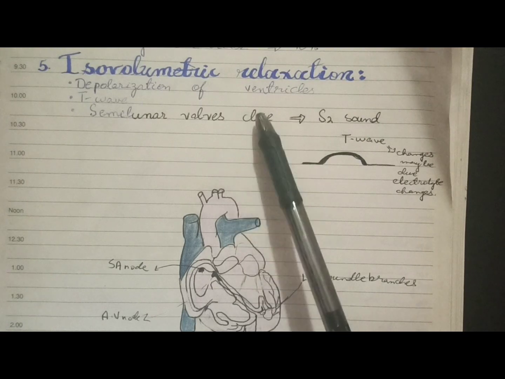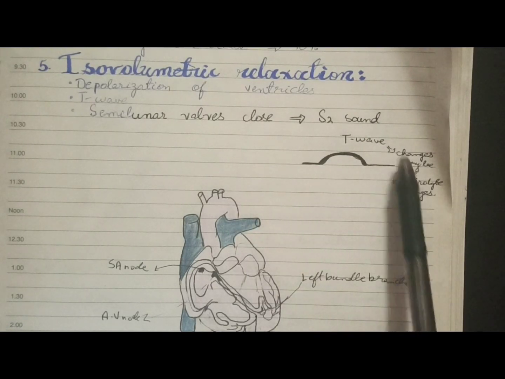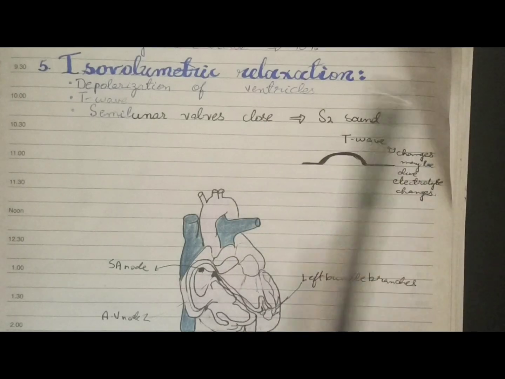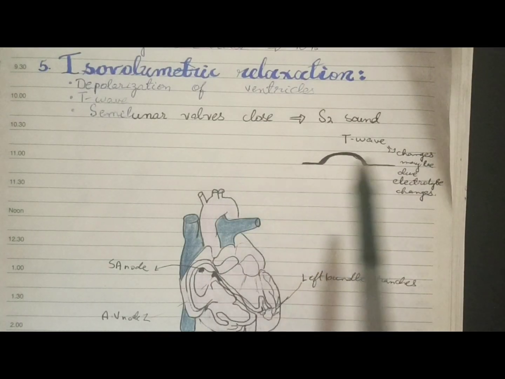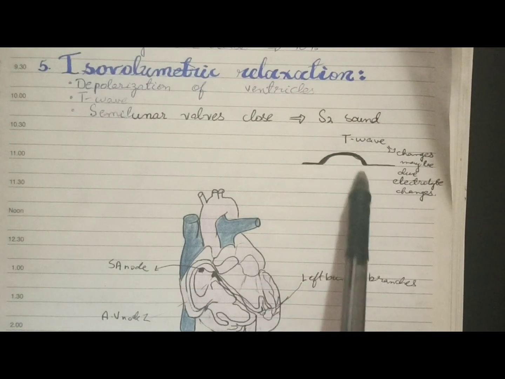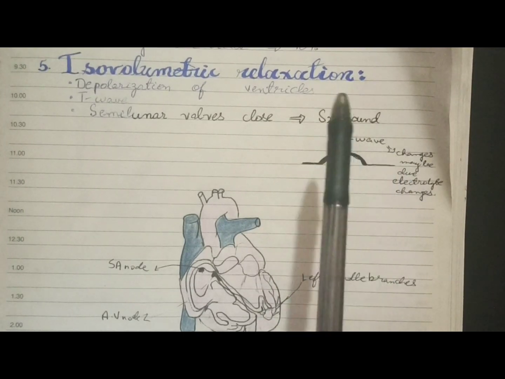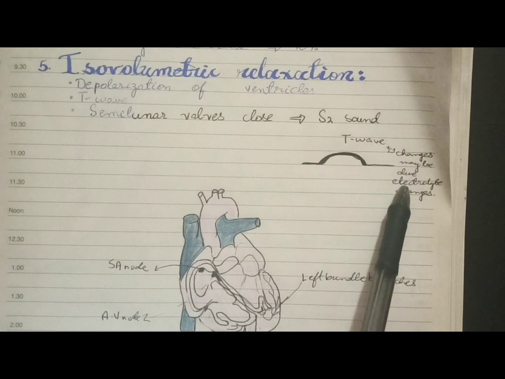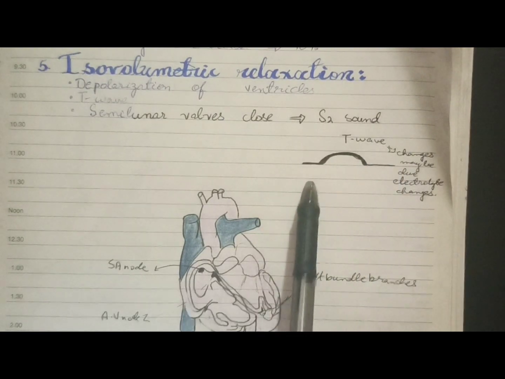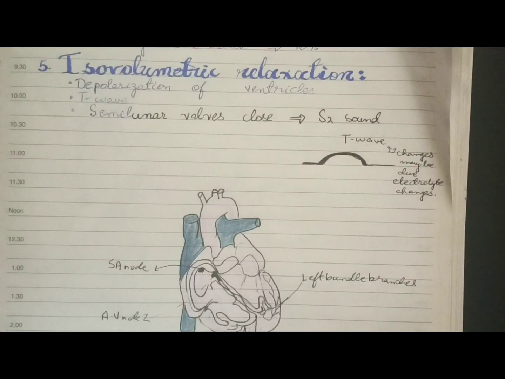And this repolarization gives us the T wave. Changes may be due to electrolyte changes. If there is a change in electrolytes, as we have seen in the P wave, that there is enlargement of the right atrium, there will be a sawtooth like wave. So this T wave is disturbed by electrolyte changes, mainly potassium changes.